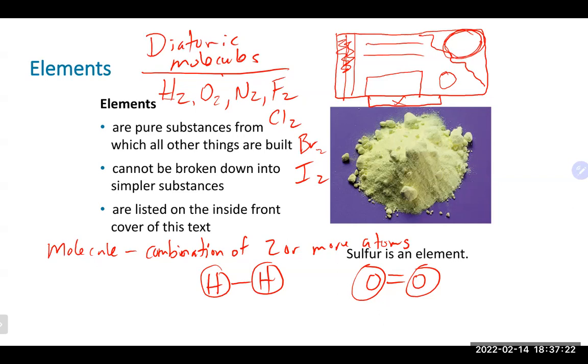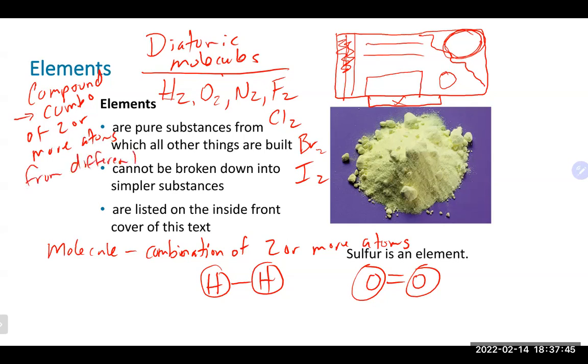Now, sometimes people get really confused with the idea of a molecule and a compound, which I think we'll see a little bit later on here. But a compound is the combination of 2 or more atoms. Kind of sounds very familiar. 2 or more atoms from different elements. And that is the major difference between a compound and a molecule. A molecule is really like a generic definition. It doesn't really matter. It could be atoms from the same element together, like we see here.